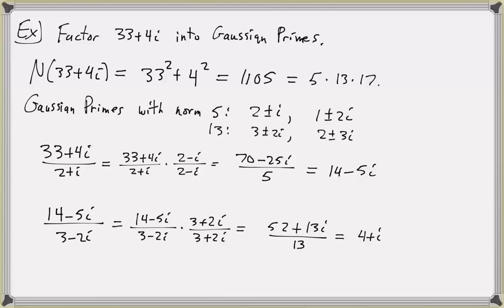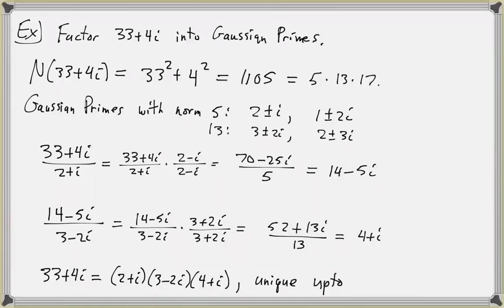So thus we have the following factorization: 33 plus 4i equals 2 plus i times 3 minus 2i times 4 plus i. And this is unique up to associates, and also unique up to the order of the factors. So now that we've finished discussing unique factorization domains, let's give a summary of the various classes of commutative rings with identity.